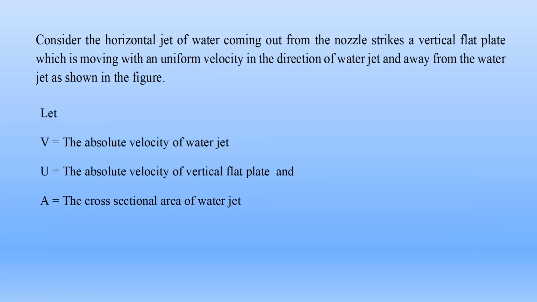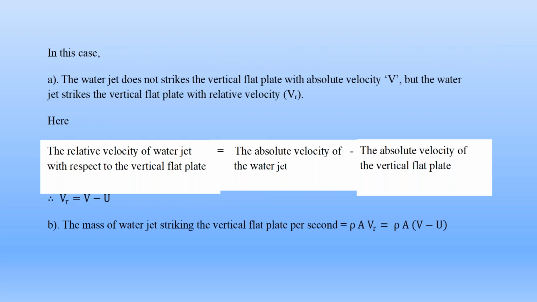In this condition, capital V is the absolute velocity of the water jet. U is the absolute velocity of the metal plate. A is the cross-sectional area of the water jet from the nozzle. Since the metal plate is in moving condition, the water jet will strike the metal plate with relative velocity.